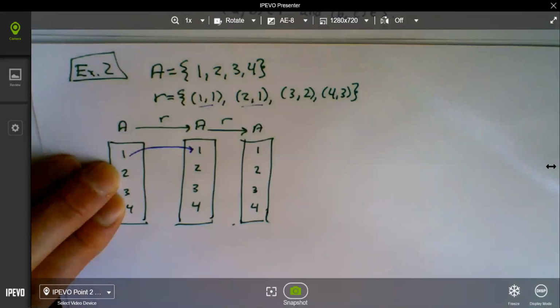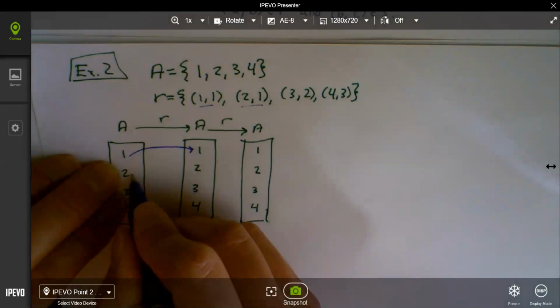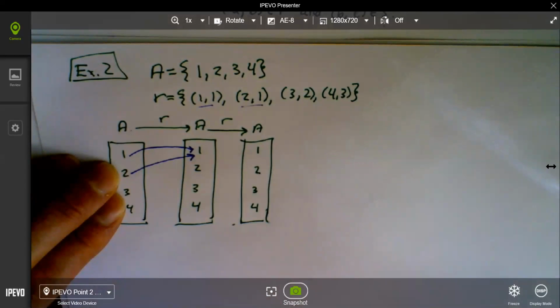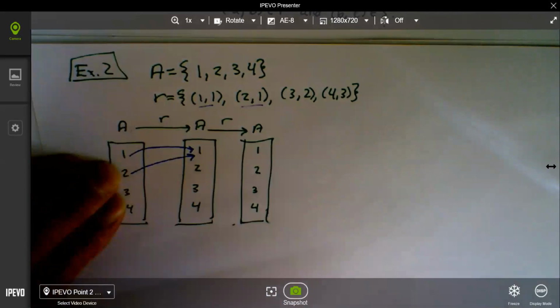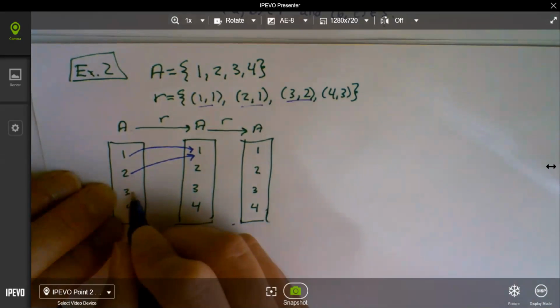The second ordered pair is (2, 1). So I'm going to start in element 2, and that's going to point to element 1. And then we have (3, 2). So I'm going to start with element 3, and that's going to point to 2.